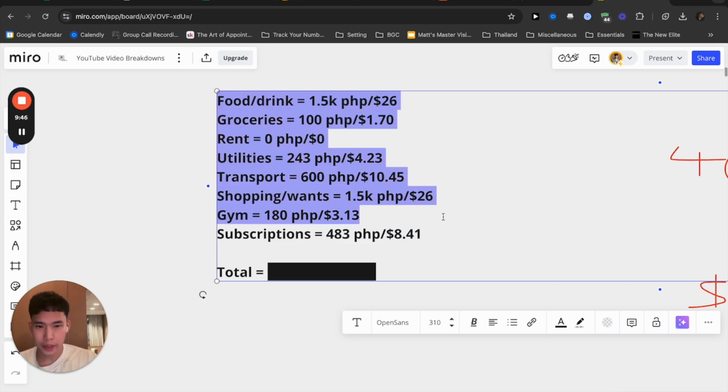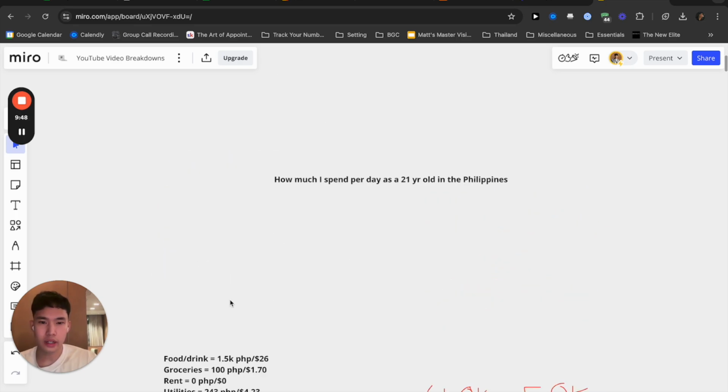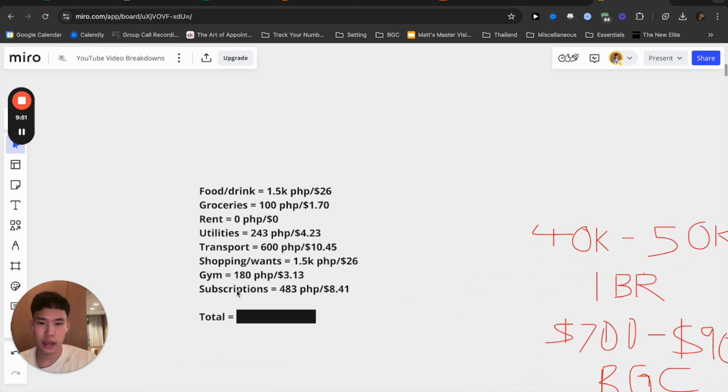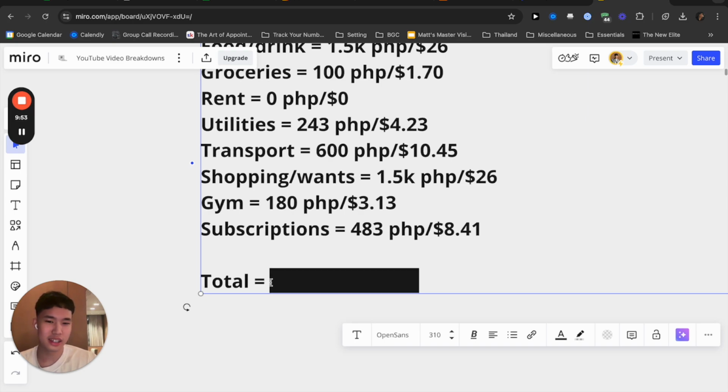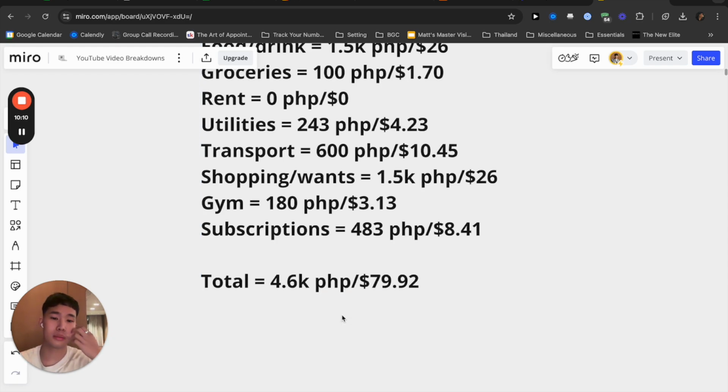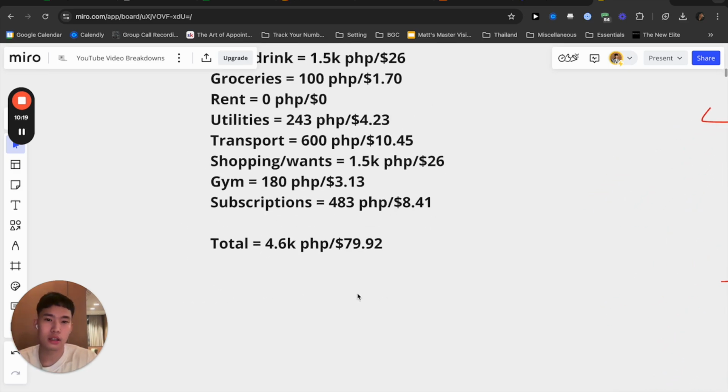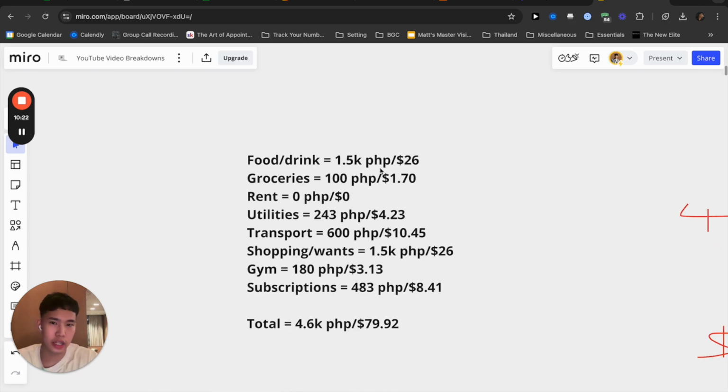So, drum roll, what I am spending every single day on average at my ripe age of 21 is... I don't know what's going on, I'm malfunctioning right now. 4.6k pesos per day, or $79.92, basically $80, let's round it up. So per day, you could expect me to be spending $80 per day.